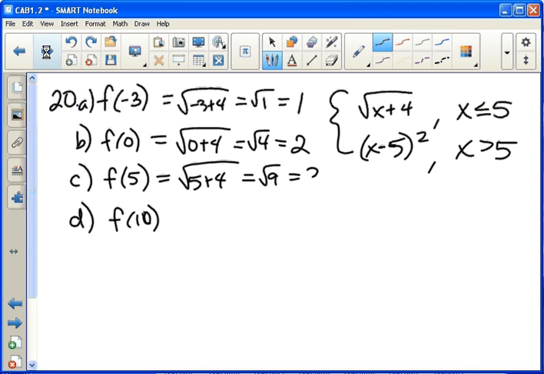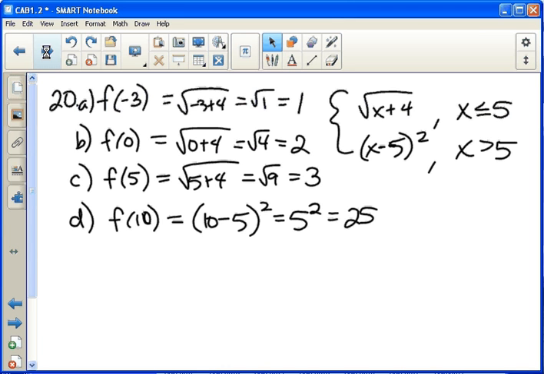Now finally we come to D, f of 10. 10 is greater than 5, so it has to go in the bottom equation. So we plug it in for the x in the bottom equation. We end up with 5 squared, which is 25. There's a place you can look for some examples in your book.